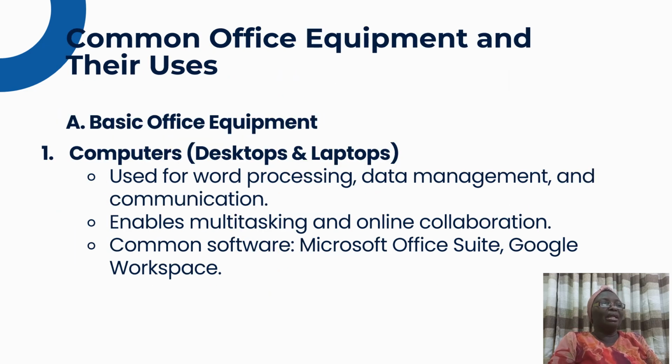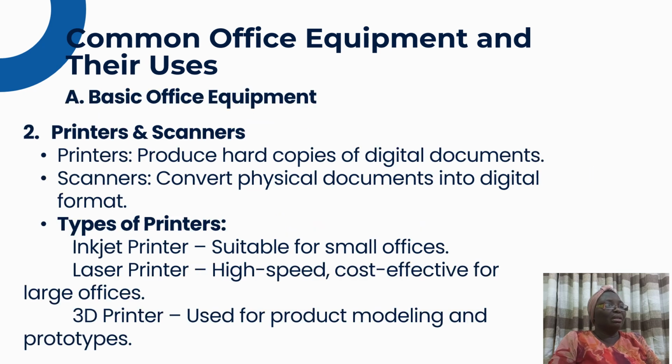What are the basic office equipment? We have a computer. It can be desktop or laptop. At the same time, it is used for word processing, data management, and communication in the office. It enables multitasking and online collaboration. Common software used includes Microsoft Office Suite, Google Workspace, and so forth.